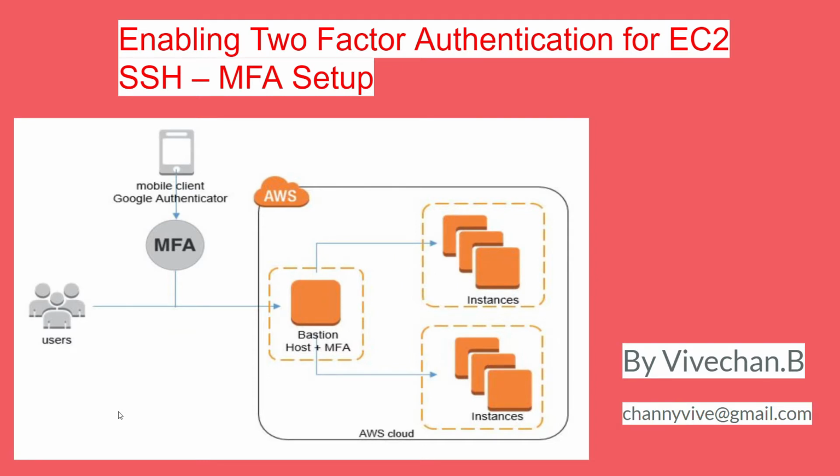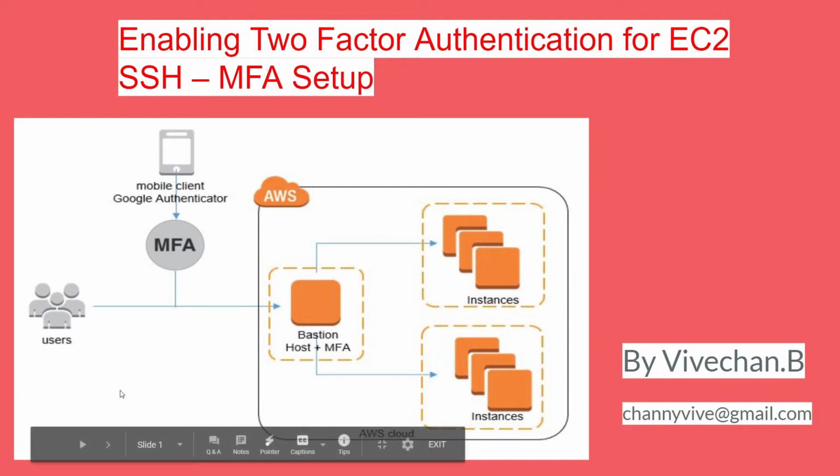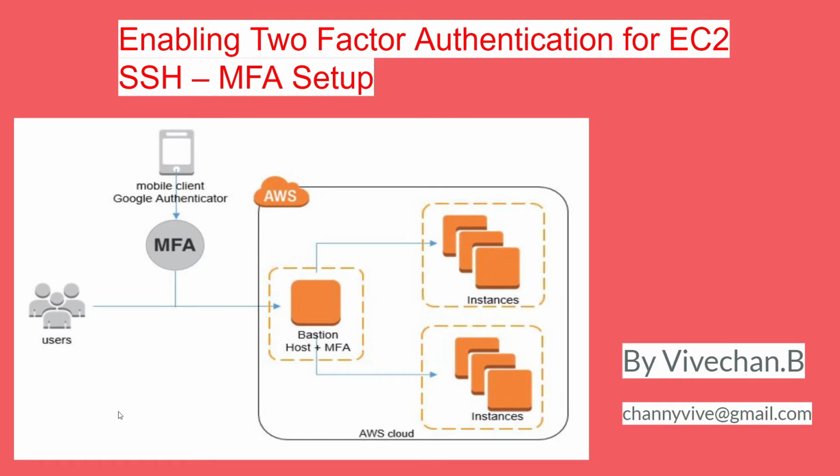Today I will be demonstrating how to set up multi-factor authentication to securely access your AWS infrastructure. Multi-factor authentication is an authentication method that requires the user to provide two or more verification factors to gain access to a resource. In my previous video, I showed how to create a bastion host and grant access to only whitelisted IPs. You need to understand MFA only adds another layer of protection to your infrastructure.